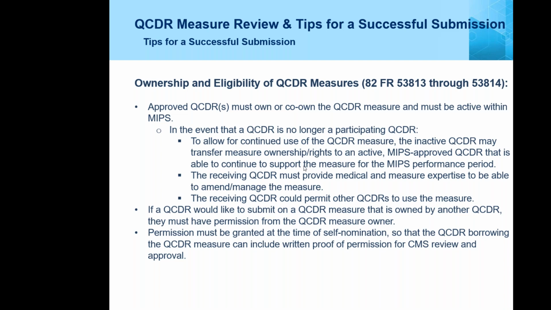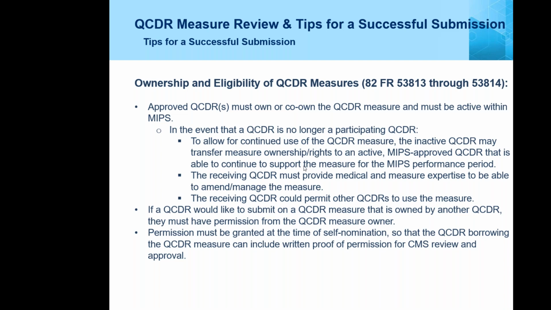So a QCDR measure must be owned or co-owned by an approved QCDR that is active within MIPS for that performance period. And so if a QCDR chooses to become inactive, let's say they just decided not to self-nominate for the next performance period, then the inactive QCDR may transfer that measure ownership or rights to an active MIPS-approved QCDR that would then be able to self-nominate that measure for the MIPS performance period. The new owner or the receiving QCDR must be able to provide medical and measure expertise to be able to amend or manage the measure.